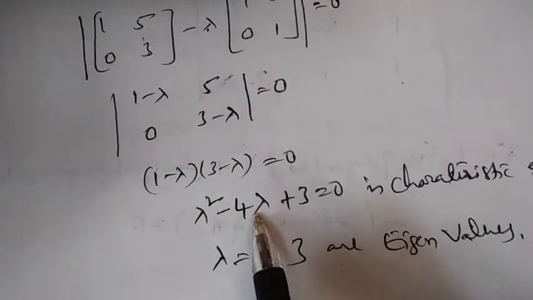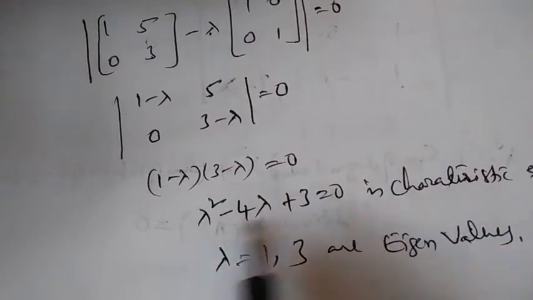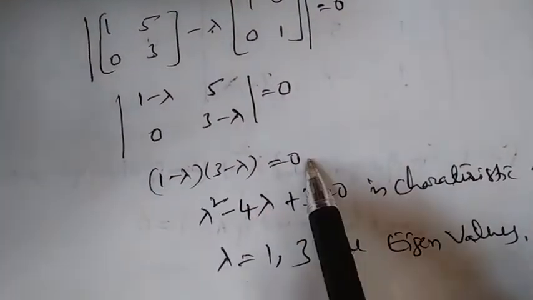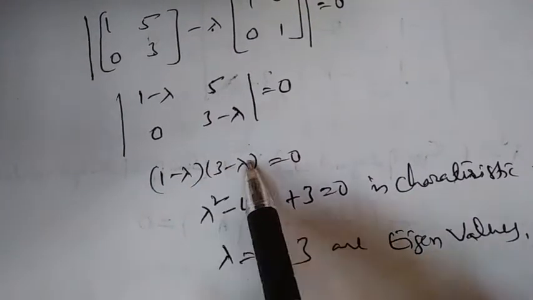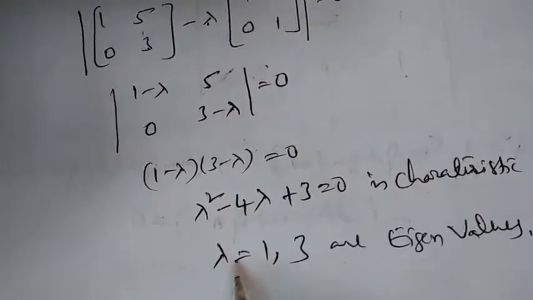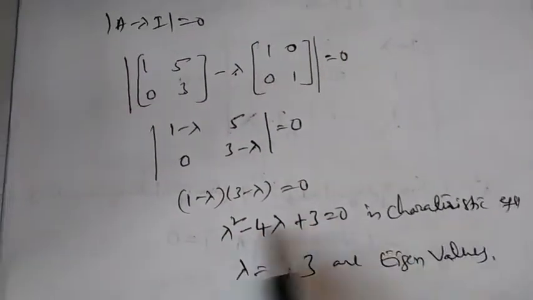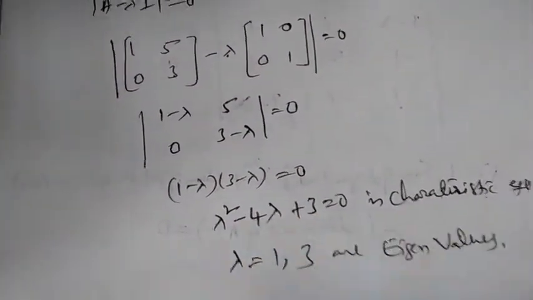Now the roots of this equation, simply the lambda values. 1 minus lambda equals 0, nothing but lambda equal 1. 3 minus lambda equals 0, lambda equal 3. Therefore lambda equal 1, 3 are the eigenvalues. This is the way to find the characteristic equation and the eigenvalues.